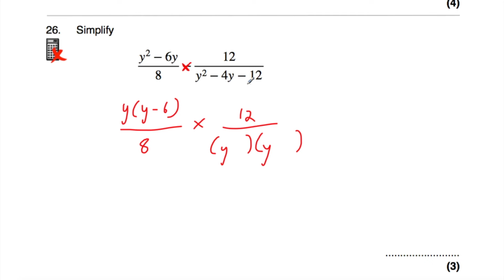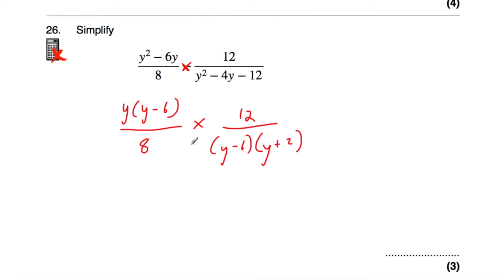We want two numbers that multiply together to be negative 12, and when we add them together, they equal negative 4. So I'm thinking minus 6 and plus 2. Let's just check that. y times y is y squared. y times 2 is 2y, and y times minus 6 is minus 6y. When you simplify that, that'll be minus 4y, and minus 6 times 2 is minus 12. So that's fantastic. We factorize the numerator here, and we factorize the denominator here.